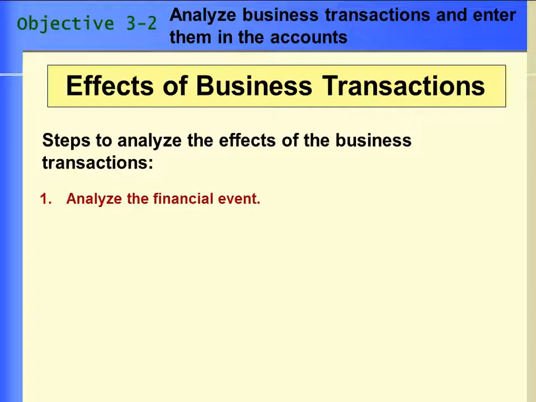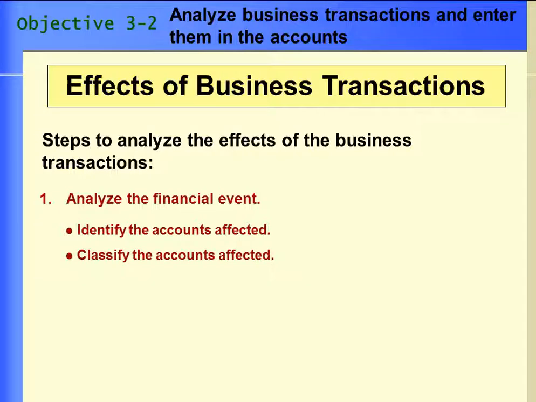How else can we get those supplies? Can we get them on account? That means basically an IOU. If we did it that way, we'd be increasing an asset to get those supplies. We'll debit supplies, and we will credit accounts payable. So think about the event, analyze it, identify the accounts affected, like we just discussed. Classify the accounts affected.